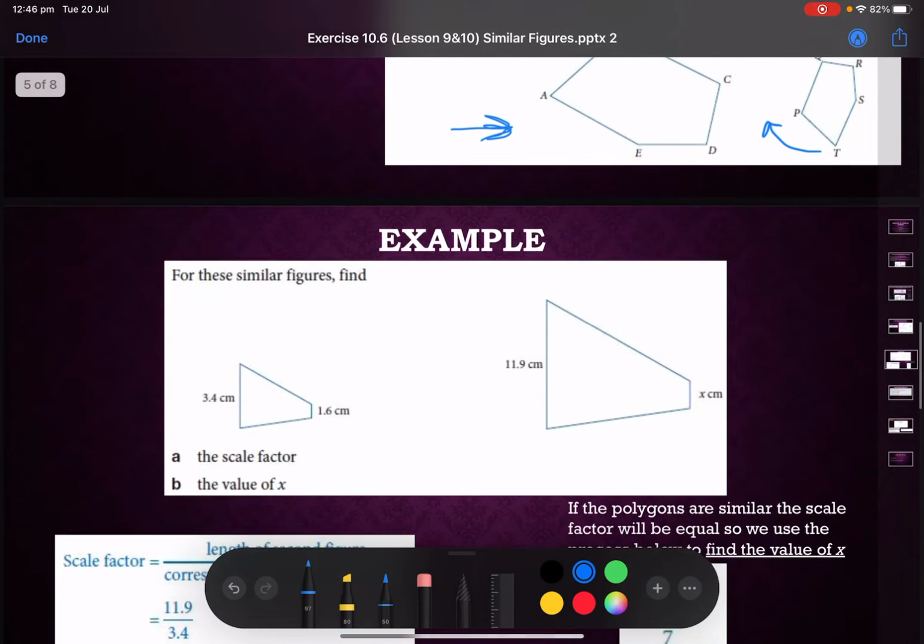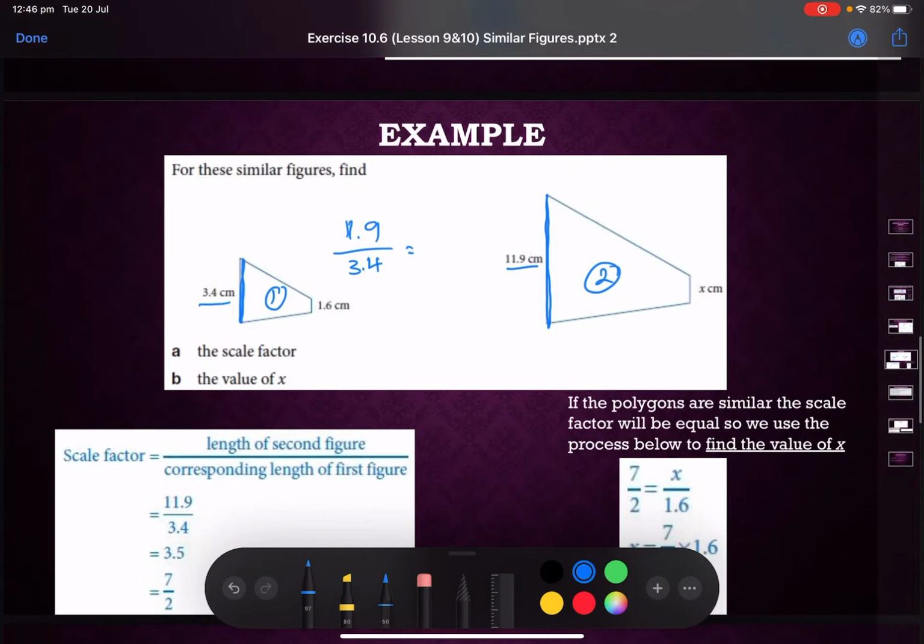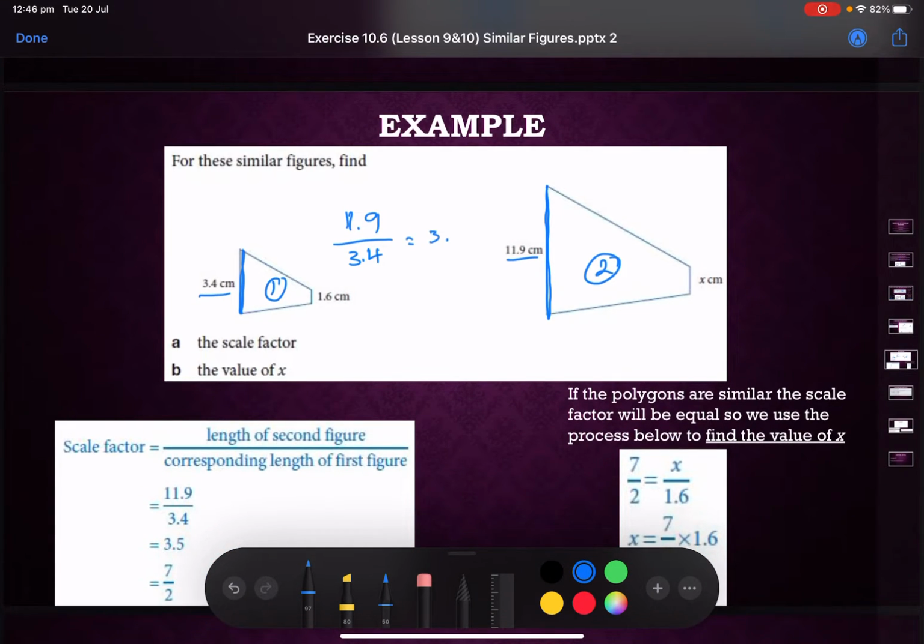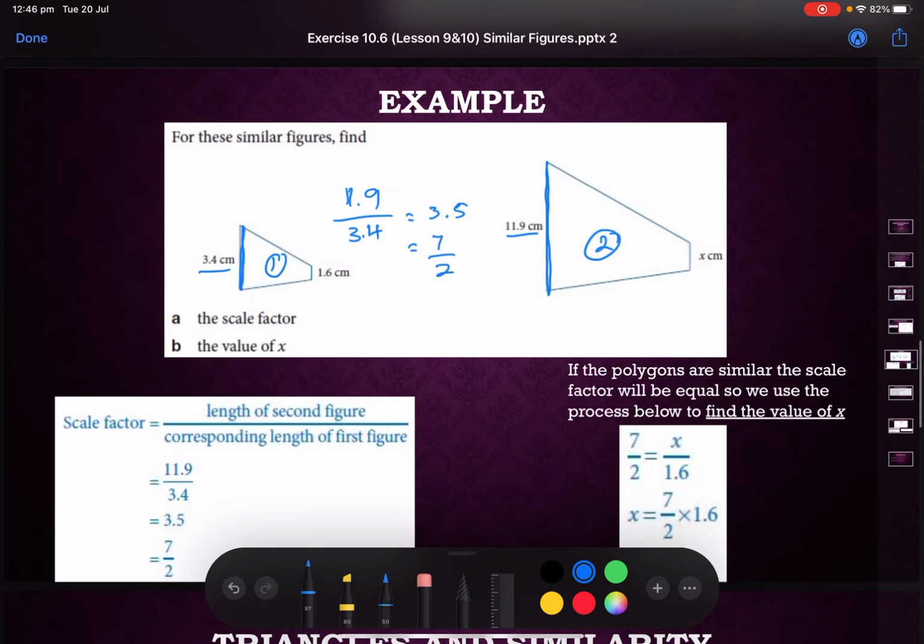What we could be asked to do is be given two shapes and be asked to identify what the scale factor is. Looking at this, this line would correspond to this line. To find the scale factor, if this is shape number 1 and this is shape number 2, we would take that 11.9 and divide it by the corresponding side, which is 3.4. So 11.9 divided by 3.4 equals 3.5, which is equivalent to 7 over 2. So that's our scale factor.